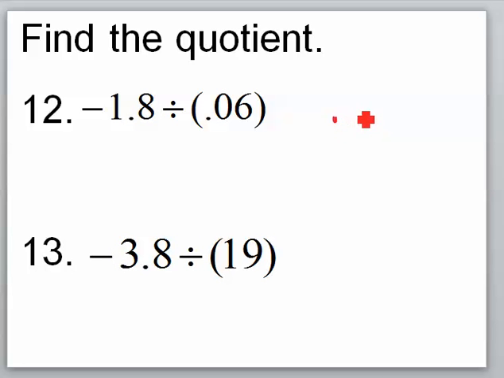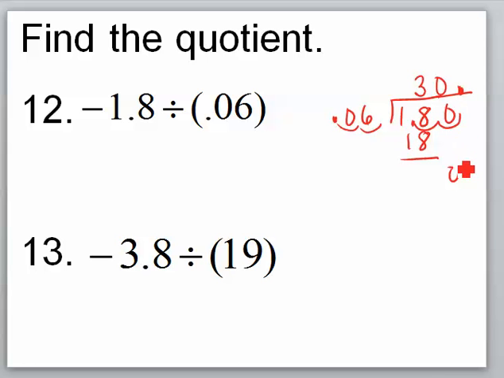decimals. This is saying take 1.8 and divide it by 0.06. To do this by hand, we make the divisor a whole number: move it over 2 decimal spots, move this one over 2 decimal spots, and bring this straight up. 6 goes into 18 3 times. It's not the answer of 3 because my decimal is clear back here. I need to fill in. 6 goes into 0 0 times. And so I get the answer of negative 30, negative divided by positive.